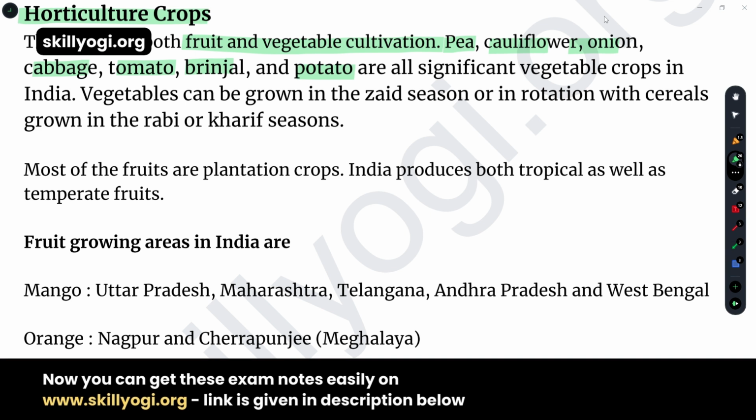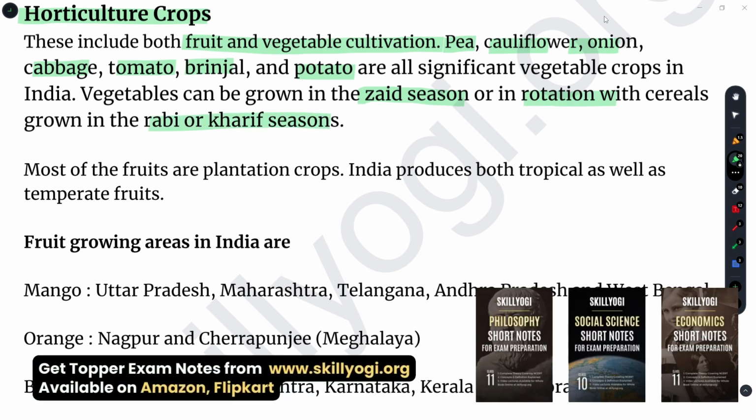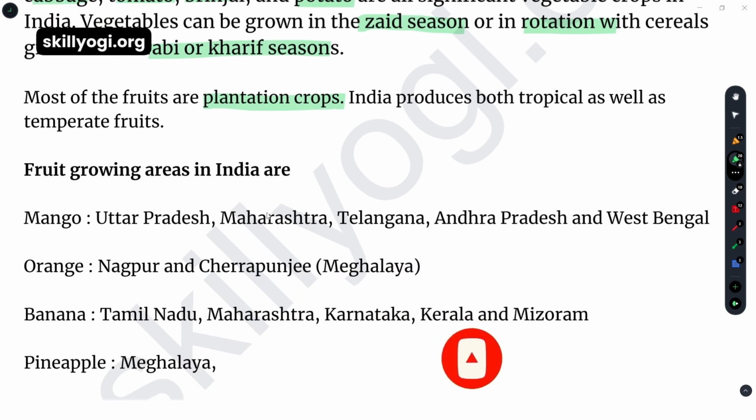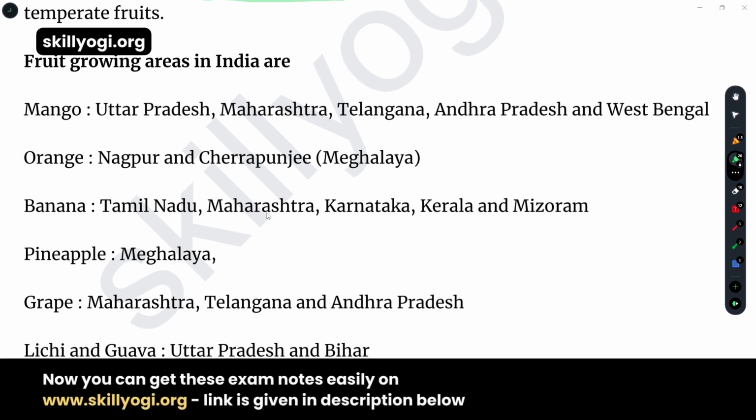Vegetables can be grown in the Zaid season, which is April to June, and in rotation with cereals grown in the Rabi or Kharif seasons. That means both seasons are used for horticultural crops. Most of the fruits are plantation crops. Plantation crop examples we have already learned are tea, coffee and rubber. India produces both tropical as well as temperate fruits. So now we are going to learn about fruit growing areas in India.